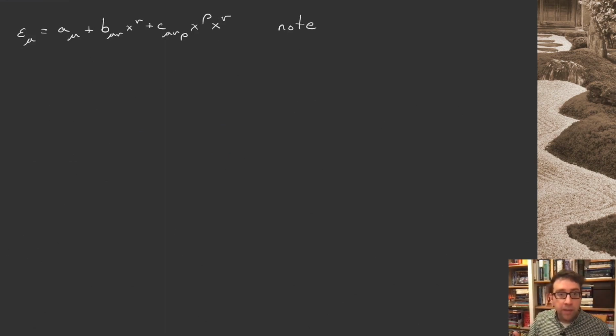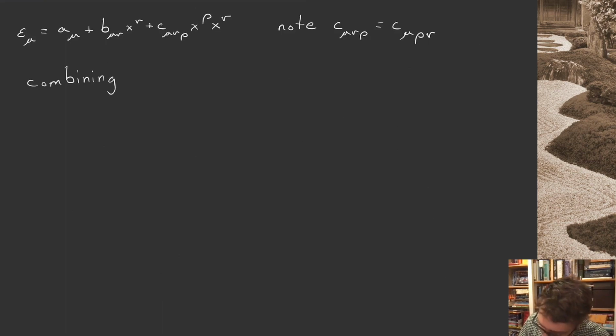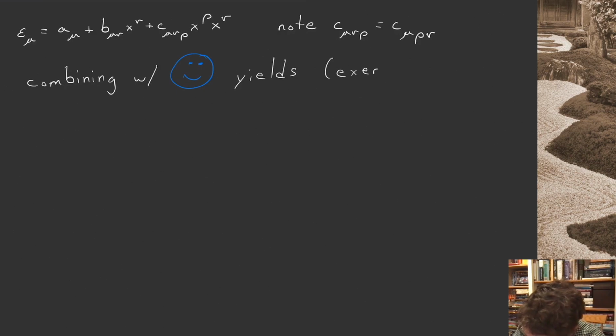Because we're contracting that c mu nu rho object, that 3 tensor, with something that's symmetric in the x's, we know it really only makes sense to think about some object c which is symmetric in the last two indices: c mu nu rho is the same as c mu rho nu. And now we're going to plug this back in and combine it with our smiley face equation. We're going to find some further constraints on these tensors, and this I leave as an exercise for you to think about offline.